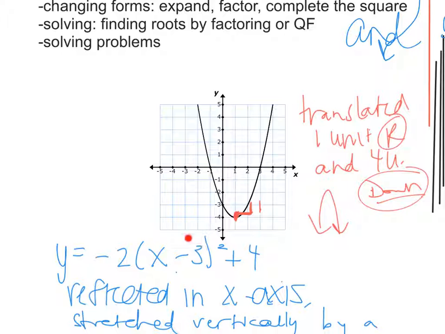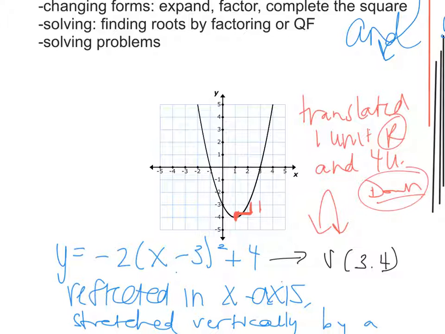Then we're going to look at the number in the brackets. The opposite of that sign is the x-coordinate of the vertex. So if I were looking to graph this, which we're going to do in a minute, the vertex would be +3, +4. So I'm going to say this graph is translated, which means moved, 3 units to the right and 4 units up.